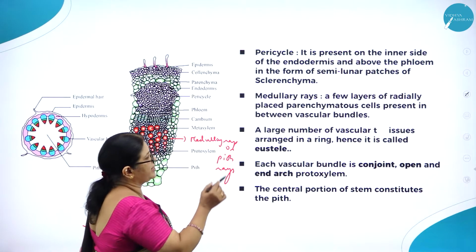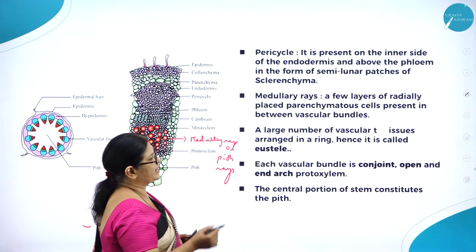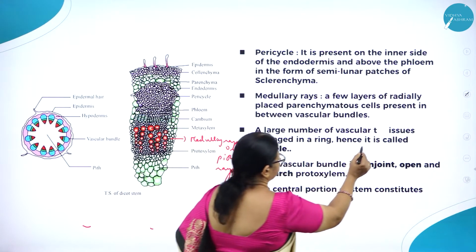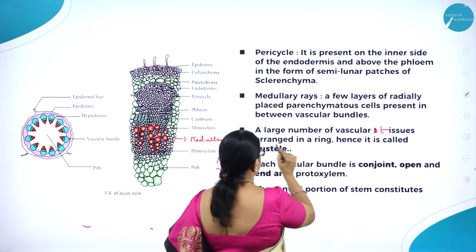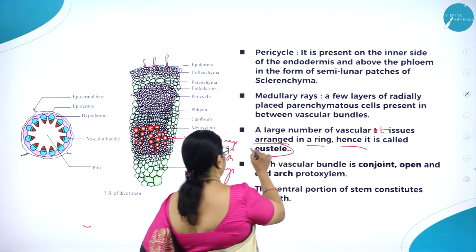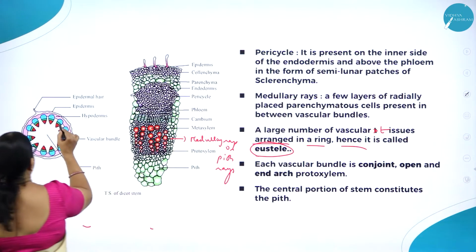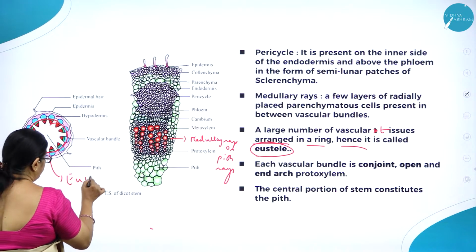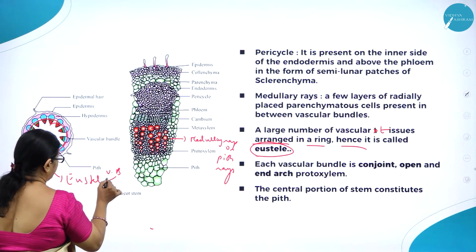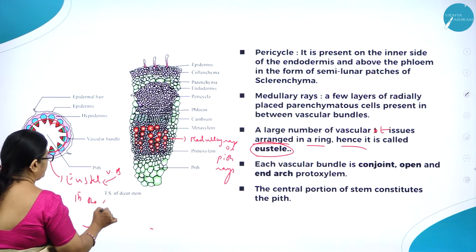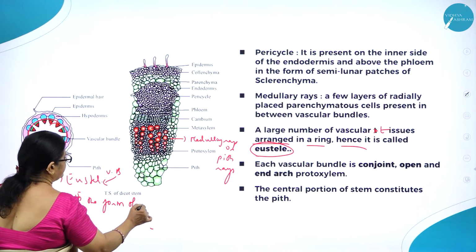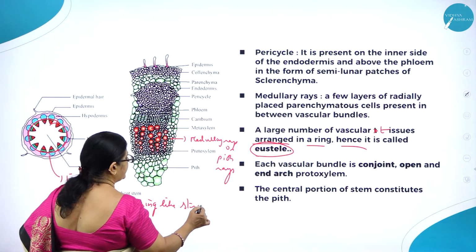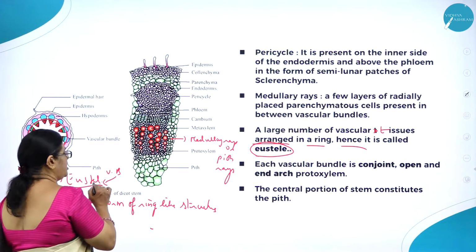Medullary rays are a few layers of radially placed parenchymatous cells present in between vascular bundles. A large number of vascular tissues arranged in a ring, hence it is called eu-stele. Why is it called eu-stele? Because it is arranged in the form of a ring here. So it is called eu-stele because the vascular bundles are arranged in a ring-like structure, hence it is called eu-stele.